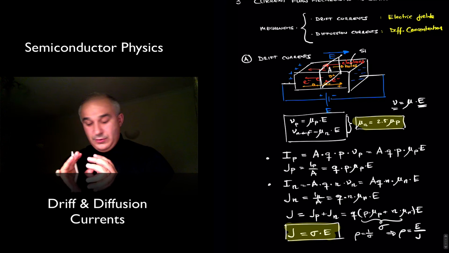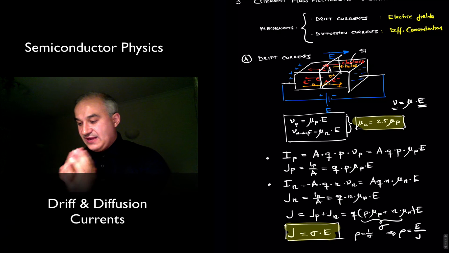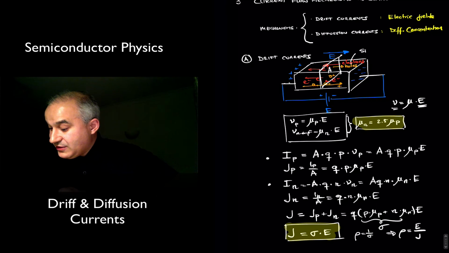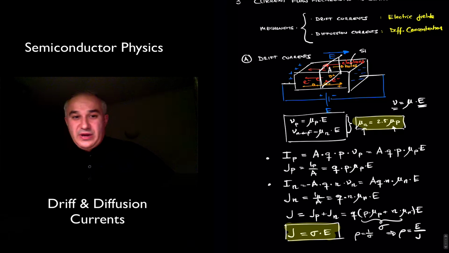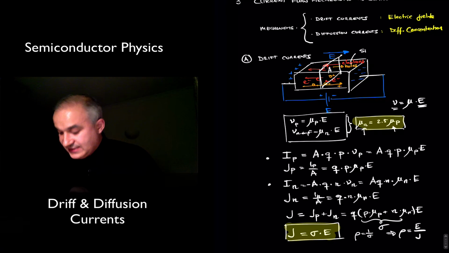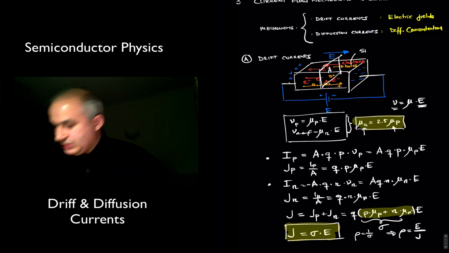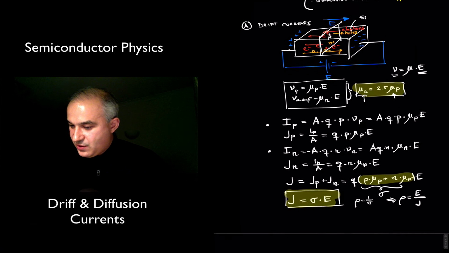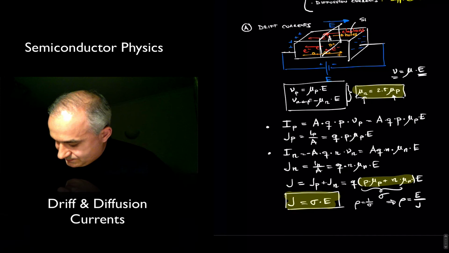So we know how to calculate a velocity given an electric field and the mobility. We also know that the mobility of electrons is higher than that of holes, 2.5 times. Based on this, for a cross-sectional area, we are able to calculate a current or a current density. In the current density, or the total current, you add the two together, and the result is simply that the current density is proportional to the electric field by a constant that tells you the conductivity of the material. Good enough.